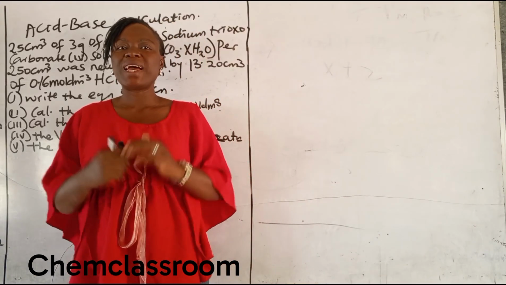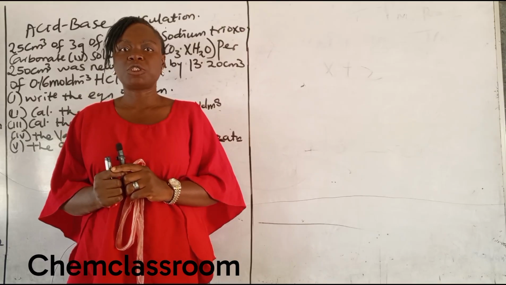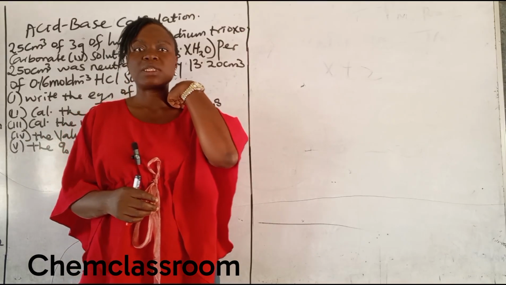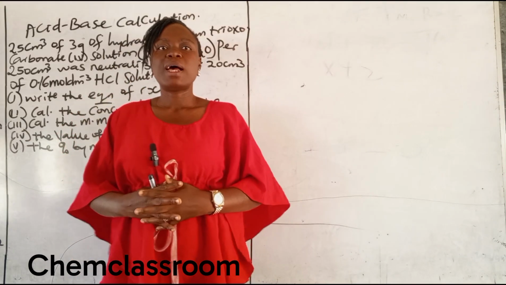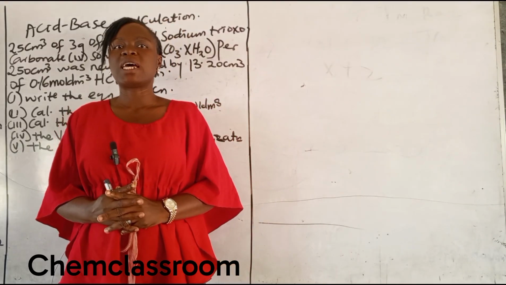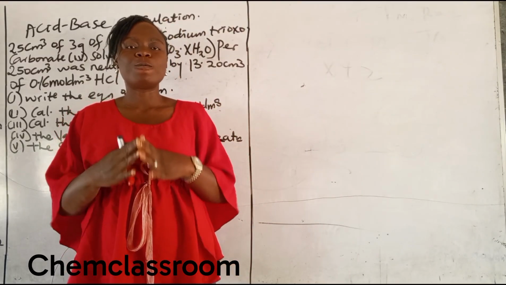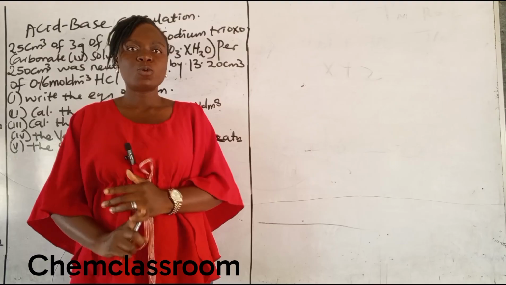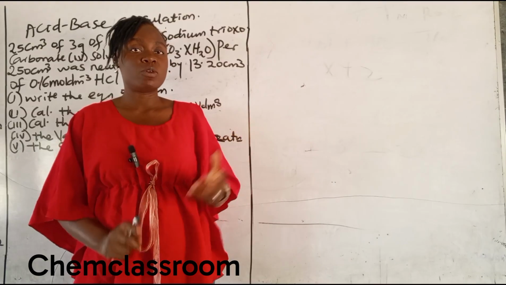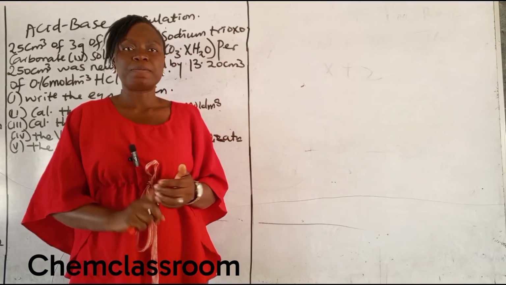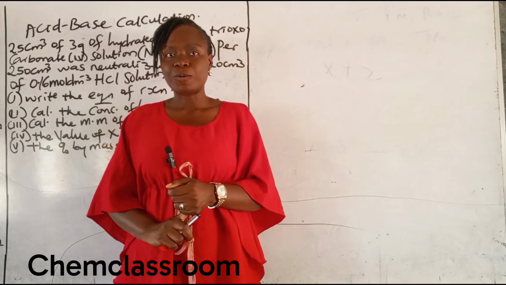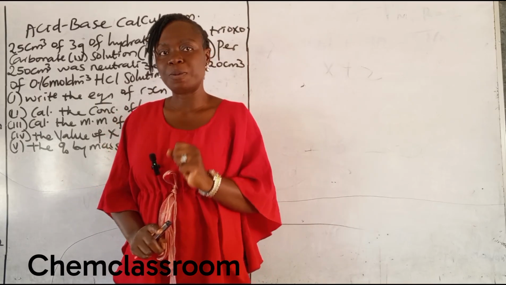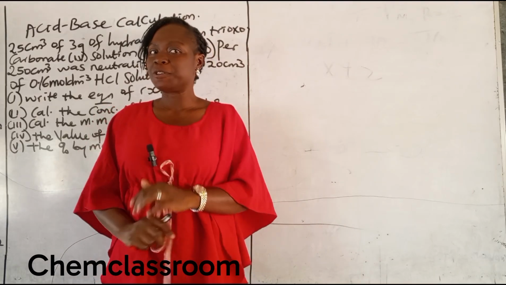So today we'll be doing another question under acid-base titration. You know, the question comes in different ways. And today we'll be doing a typical question that involves water of crystallization. So we'll be asked to calculate the number of moles of the water of crystallization and the percentage by mass of the water of crystallization. So let's go to the board and see what we have to do today.